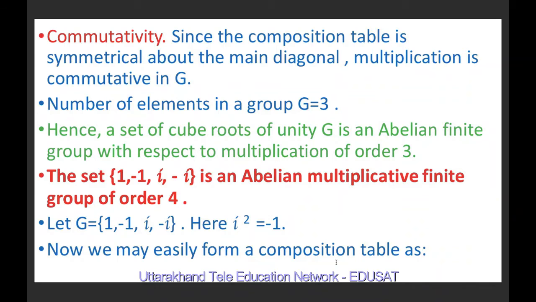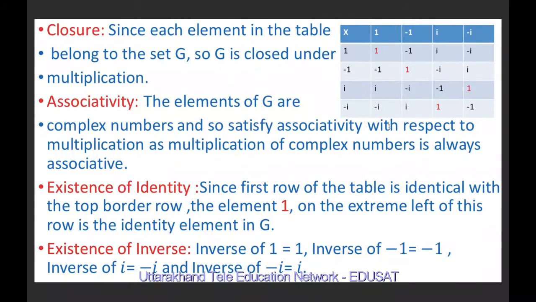So now let us construct a composition table. In the top border row, we will write 1, minus 1, iota and minus iota. In the left border row, we will write 1, minus 1, iota and minus iota. To construct the first row, we will multiply the elements of the top border row by the element in the left border row, which is in the first row. So 1 into 1 is 1, 1 into minus 1 is minus 1, 1 into iota is iota, 1 into minus iota is minus iota.